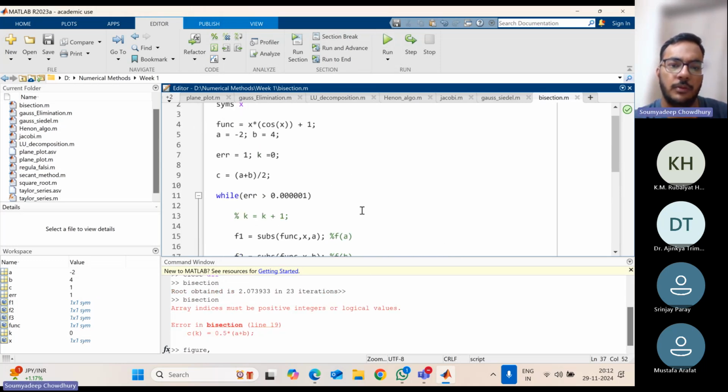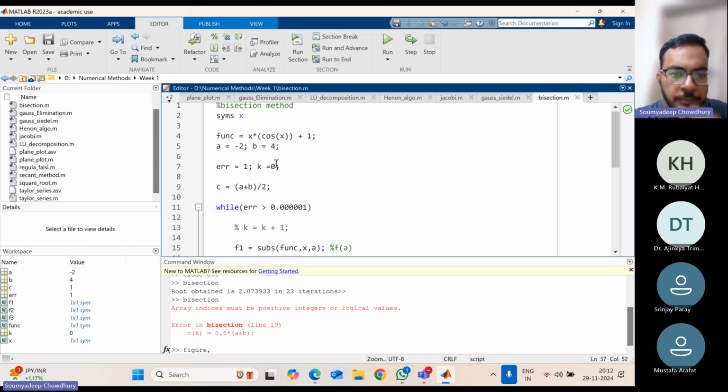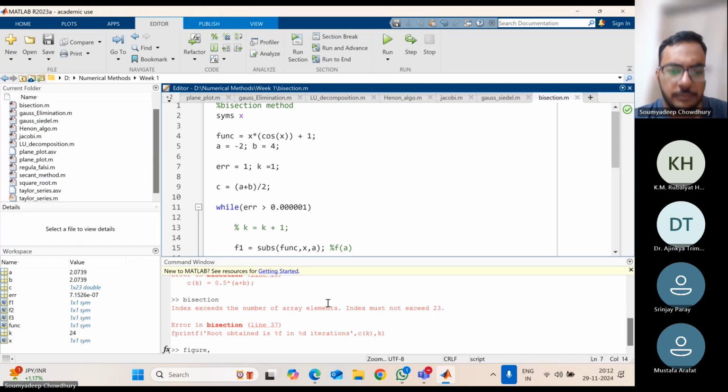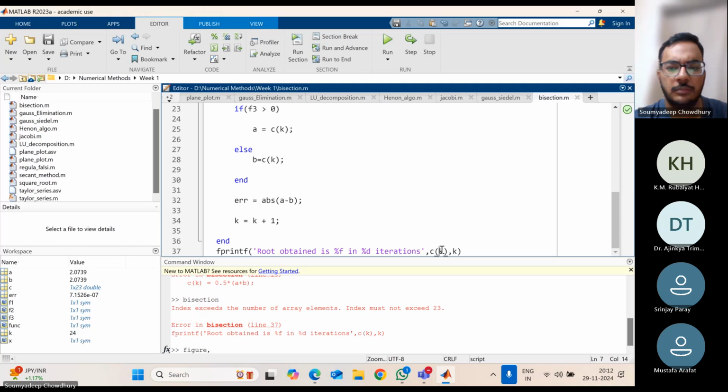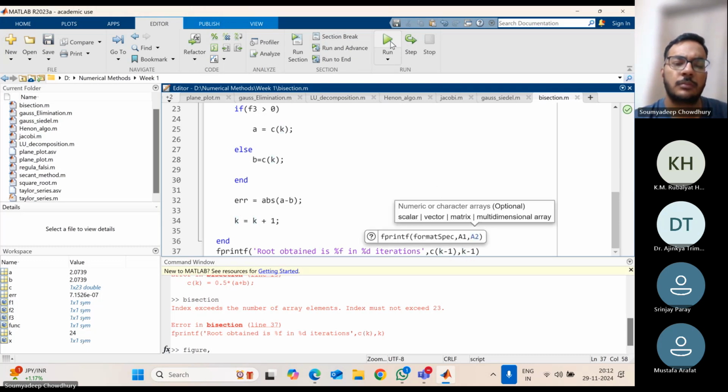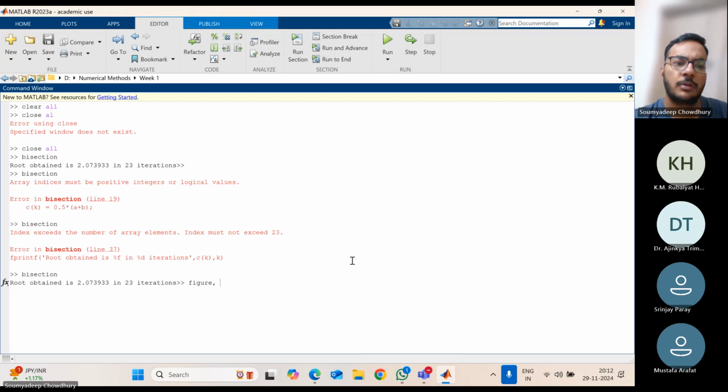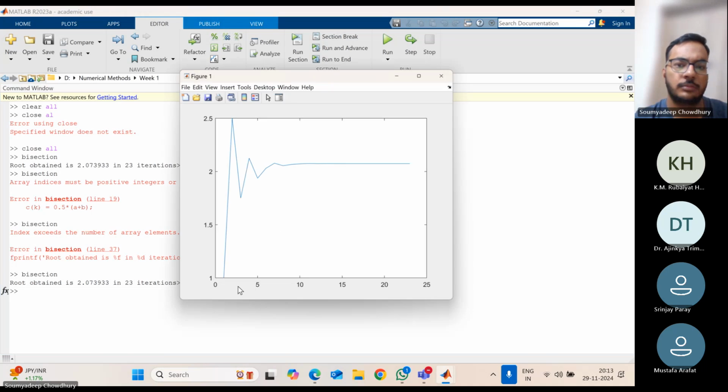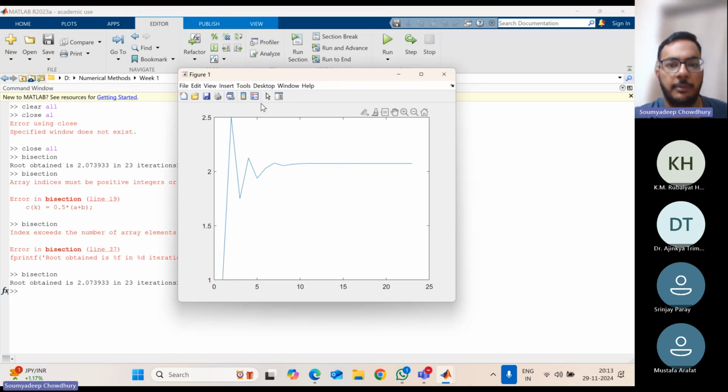Okay, K is 0, so it should be K equals 1. So it is telling me that root is same. Now I'll plot it. So you can see here, if I plot this, this is the values of C obtained for all the iterations.